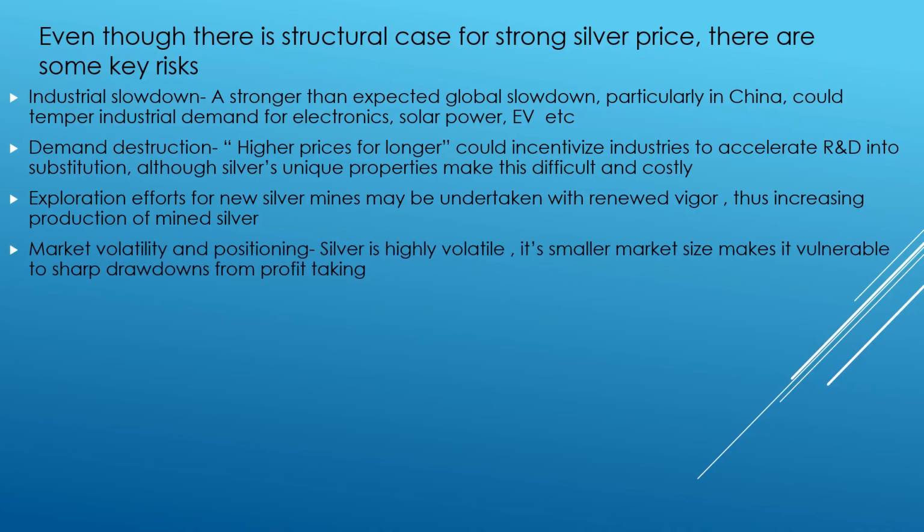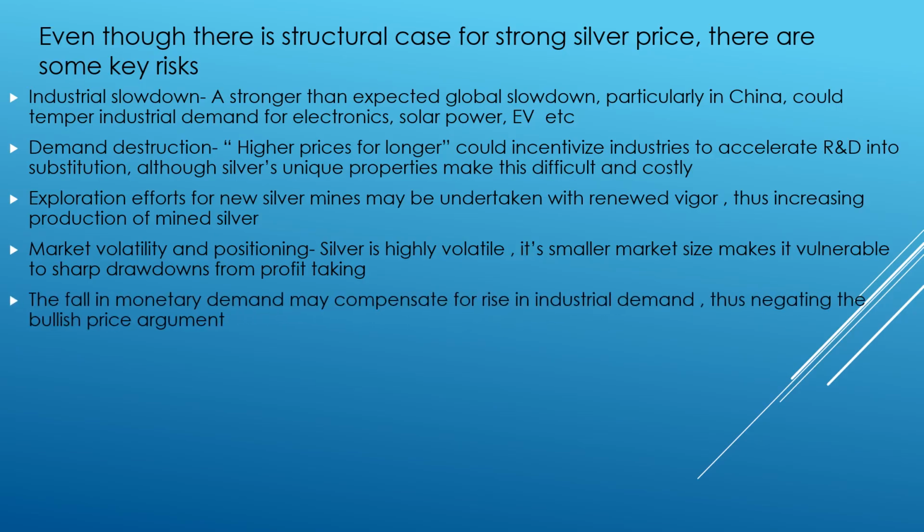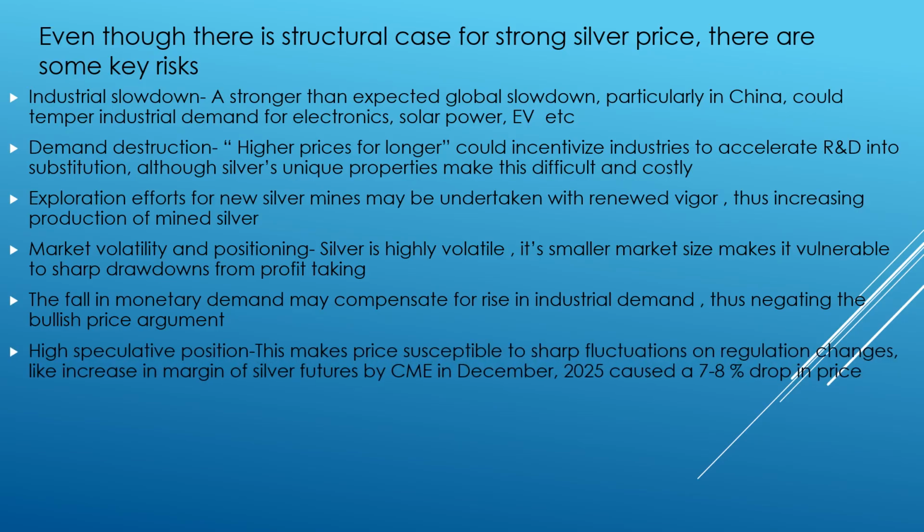Market volatility and positioning. Silver is highly volatile. Its small market size makes it vulnerable to sharp drawdowns from profit taking. The fall in monetary demand may compensate for the rise in industrial demand, thus negating the bullish price argument. High speculative position: this makes the price susceptible to sharp fluctuations on regulation changes, like the increase in margin of silver futures by CME in December 2025, which caused a 7 to 8% drop in price.